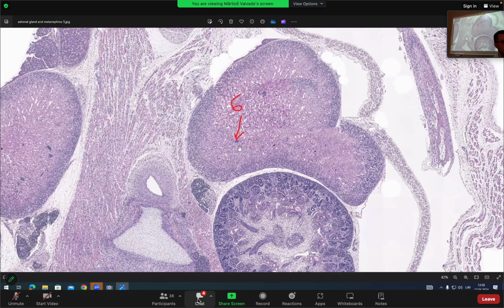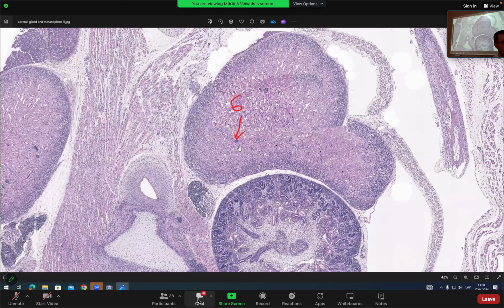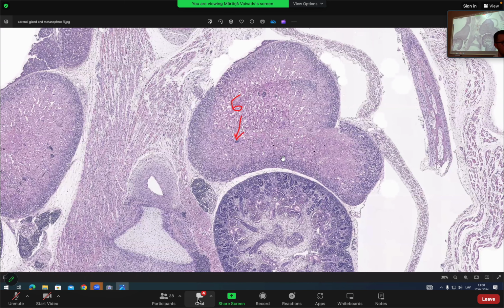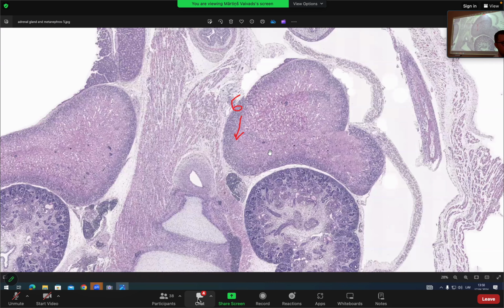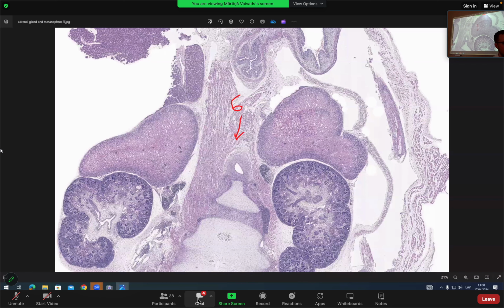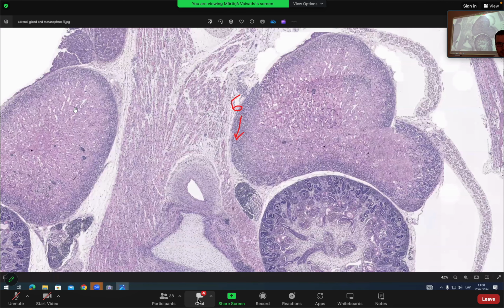Yes, yes. It's just here you can see them better than in the previous slide. That's why I'm showing you this. Okay, that's everything about the adrenal gland.